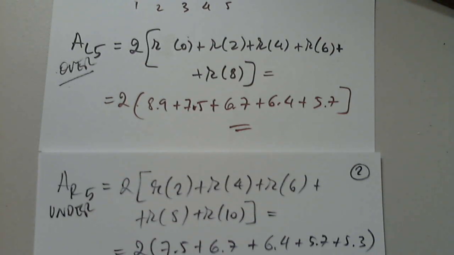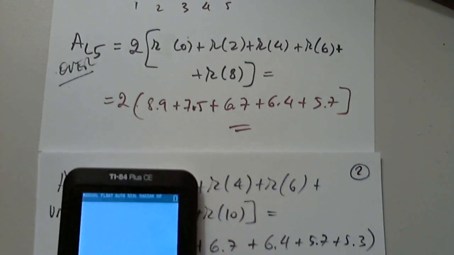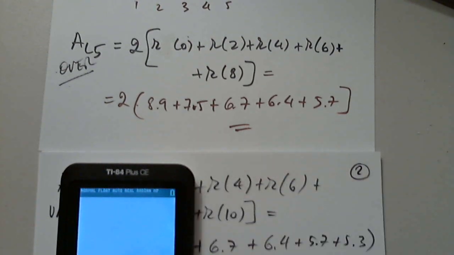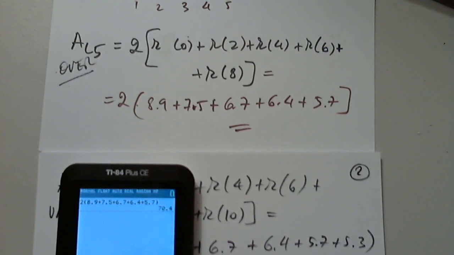And my calculator, who knows? Oh yes, right here. I can show this with the computer, but it's really nothing. So 8.9 plus 7.5 plus 6.7 plus 6.4 plus 5.7. I'm checking my numbers. 6.7, 6.4, 5.7. So this is 70.4.